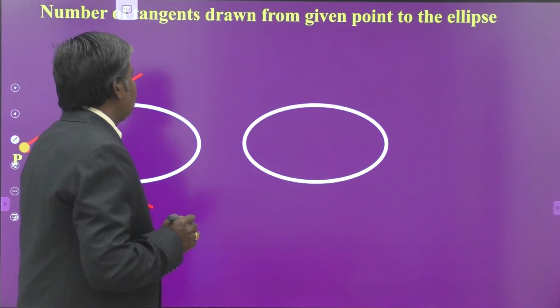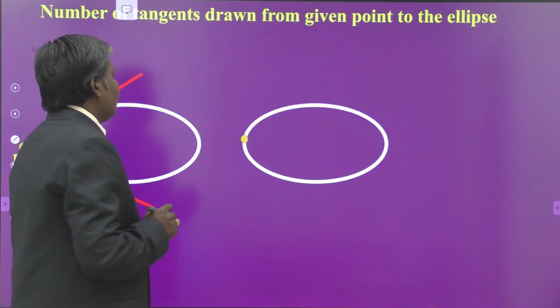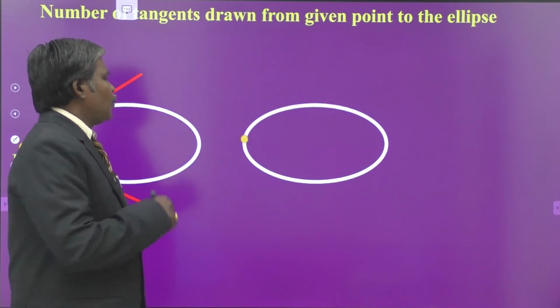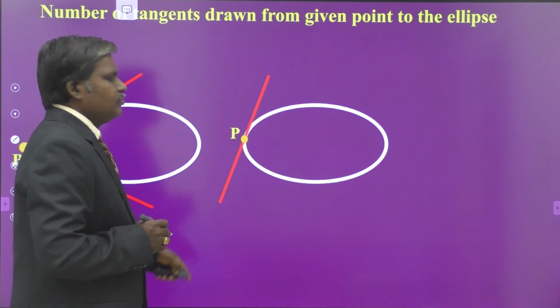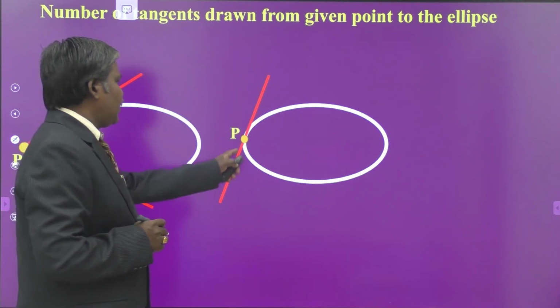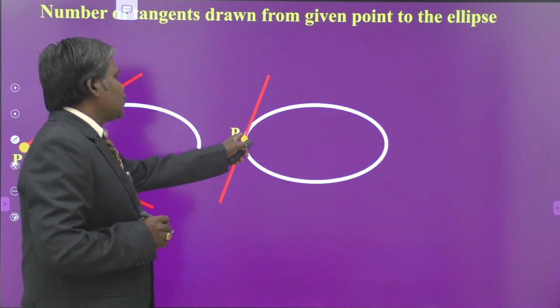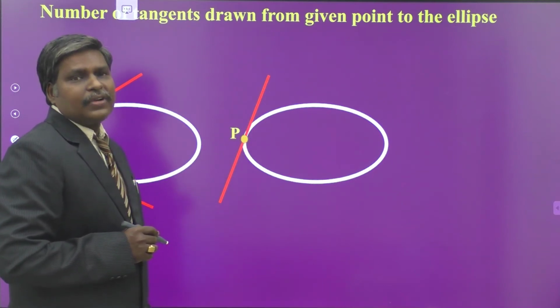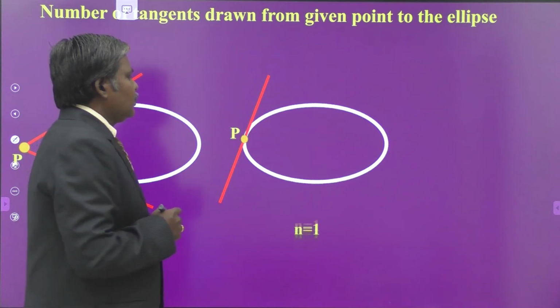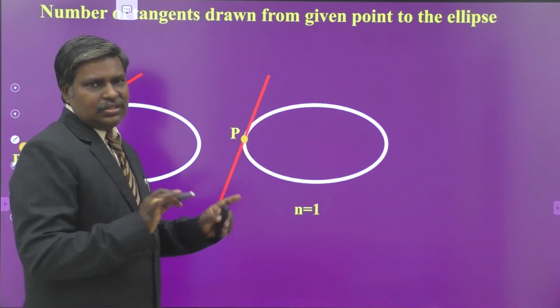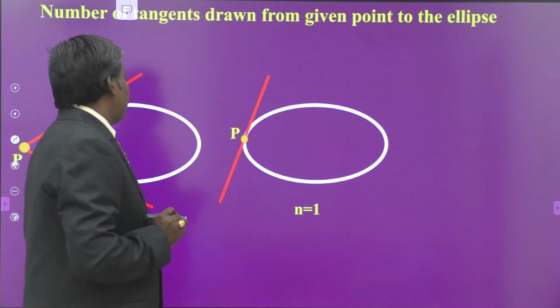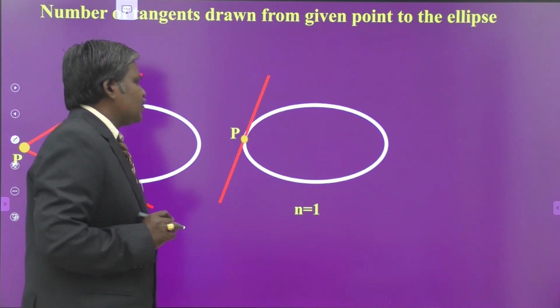Next one, this is the ellipse. Your point is on the ellipse. We can draw only one tangent at that point as shown in this figure. This is the tangent at point P. This point is called what? Point of contact. So instead of parabola, we have ellipse here. The same rule. n is equal to 1. The number of common tangents is 1.